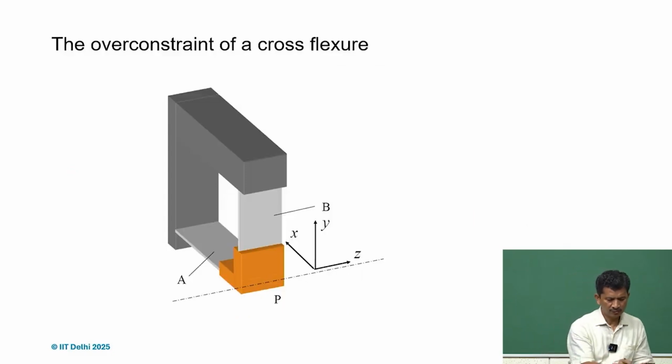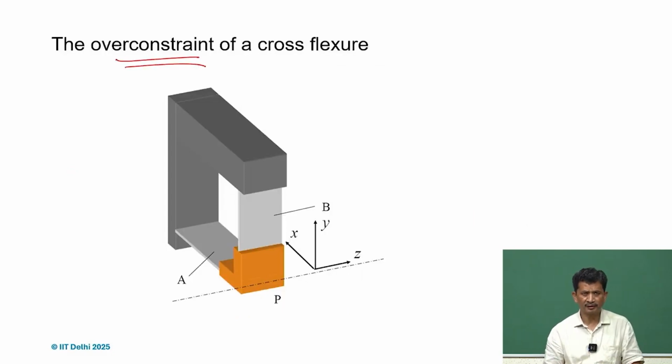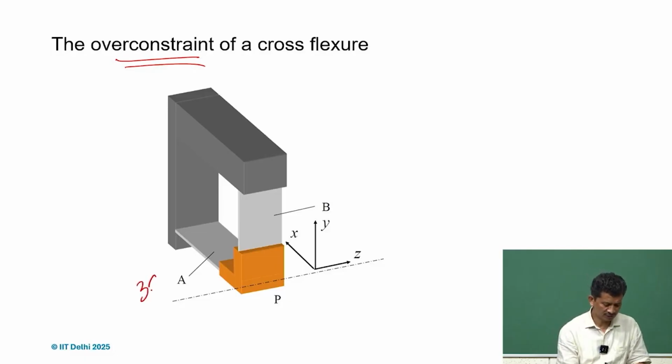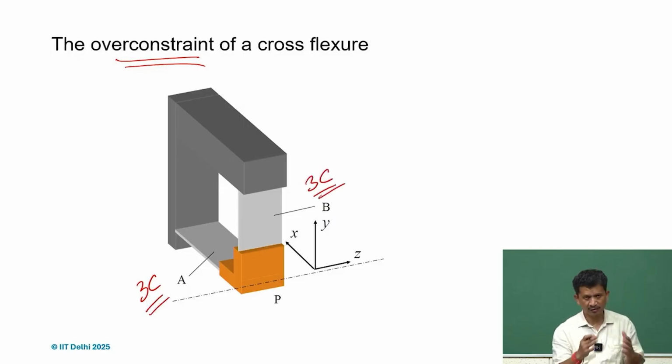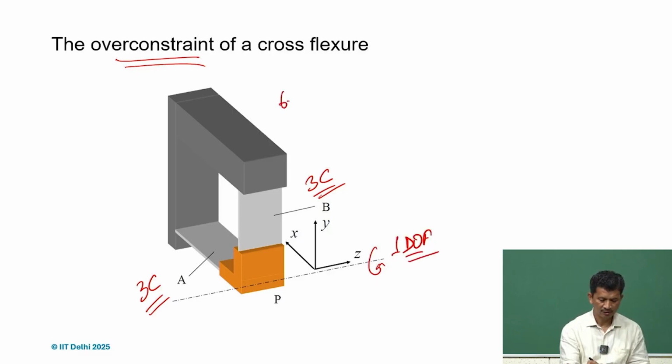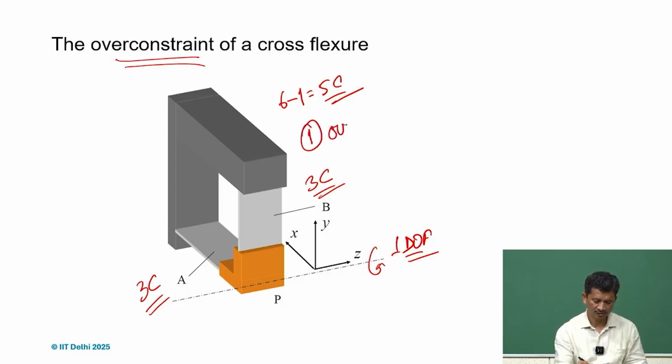Another thing we also have to remember is the over constraint design. One sheet flexure gives you 3 constraints, and another one also gives 3 constraints. In parallel combination, 3 plus 3 is 6, but we know that it can rotate, it has one DOF. So it means 6 minus 1, 5 constraints should be there, but we have 6, so there is 1 over constraint.